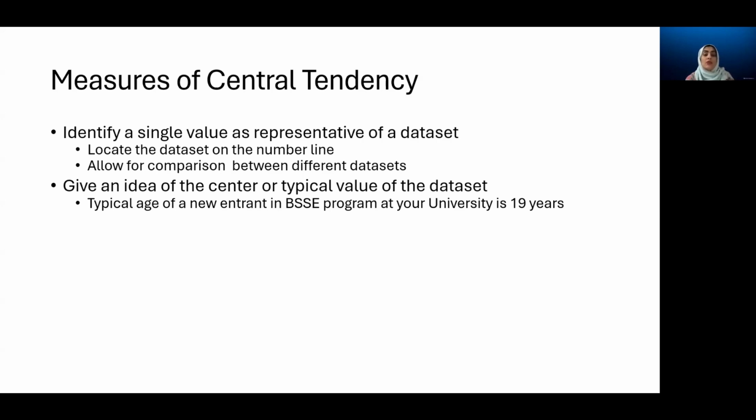Say, for example, if someone tells you that the typical age of a new entrant in the BSc program at your university is 19 years, so that is an idea of the central value. Of course, exact ages are going to be different. Not every student is exactly 19 years. Some are older, some are younger, but they are typically that age or very close to that. So this is the idea of the central location.